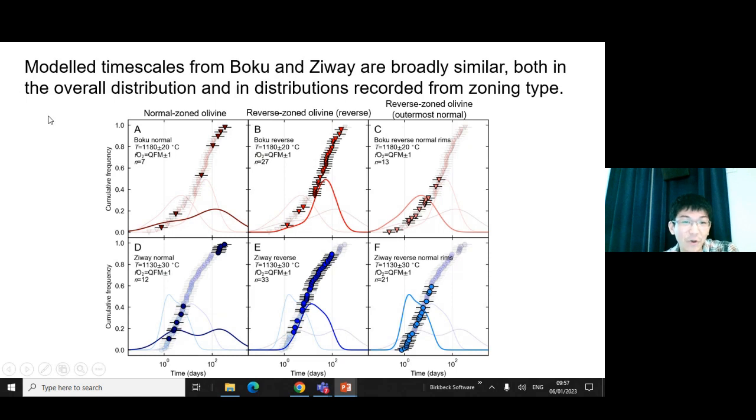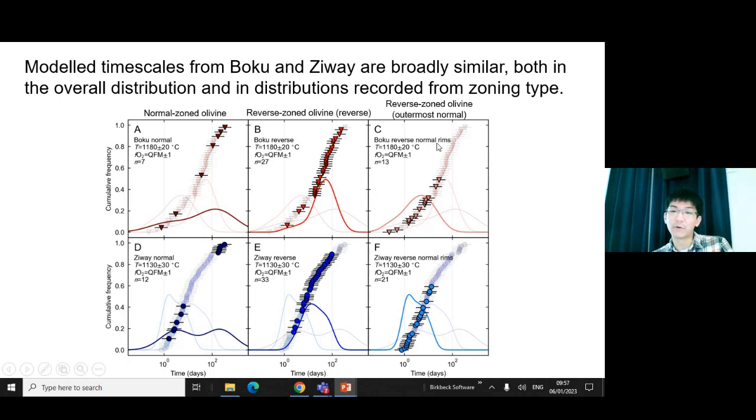So on the left-hand side, what we have are normal zoned olivines, and you can see there's almost a gradual peak over here, but it's a bit sharper in the ZY crystals, peaking at about 100 to 300 days. There's almost a secondary peak here in the ZY distribution, corresponding to about 1 to 10 days, which you can almost sort of squint at over here in the Bahu distribution, but it's kind of hard to tell. We need a bit more data there. The reverse part of the reverse zoned olivines has a very distinct peak at about 30 to 100 for Bahu, and it's quite similar in ZY as well.